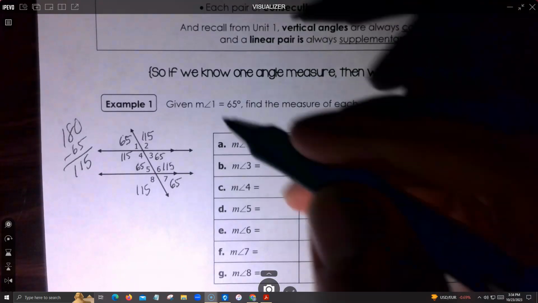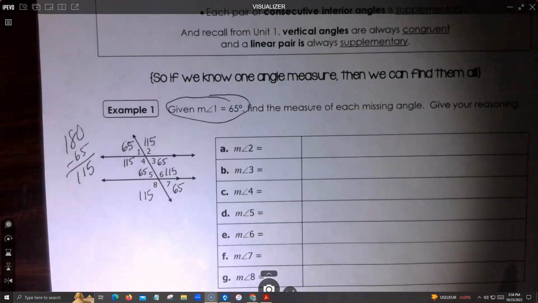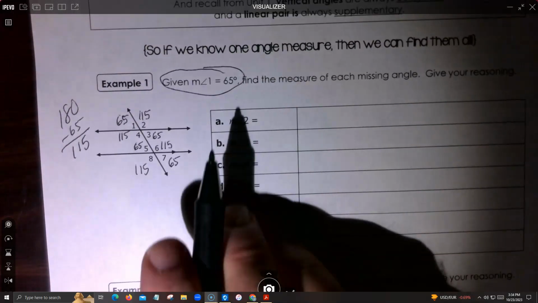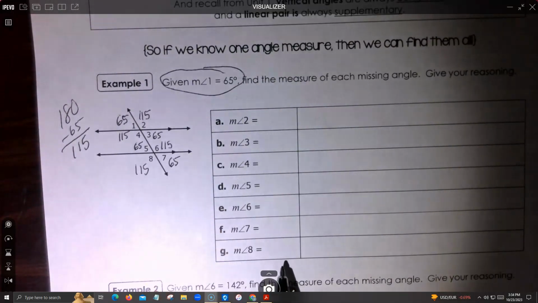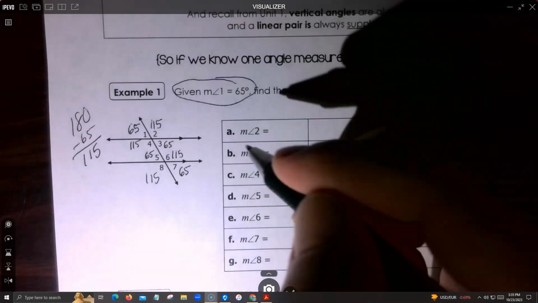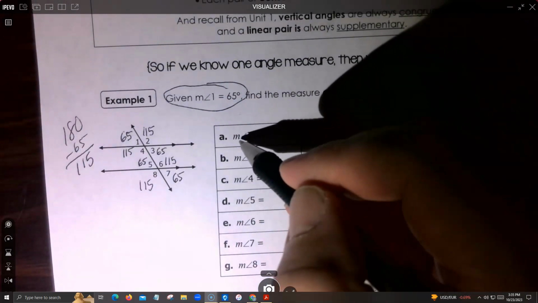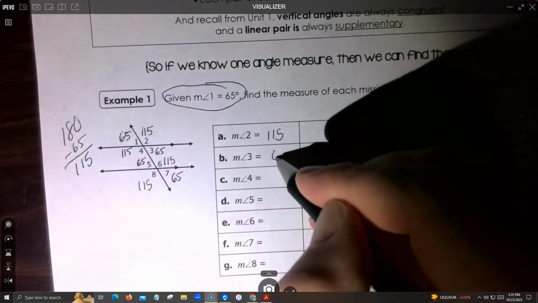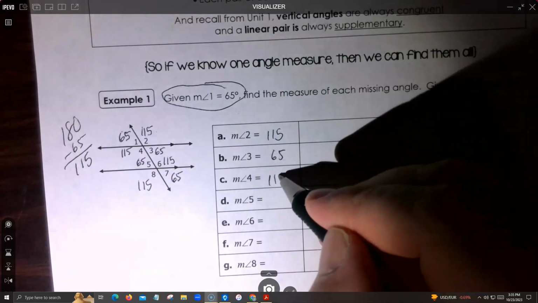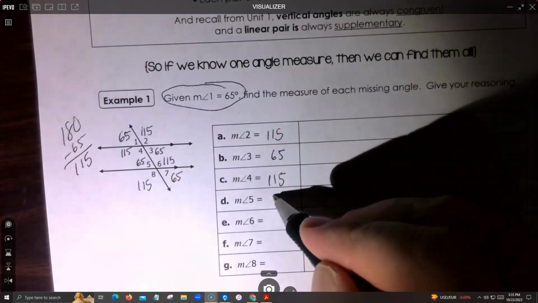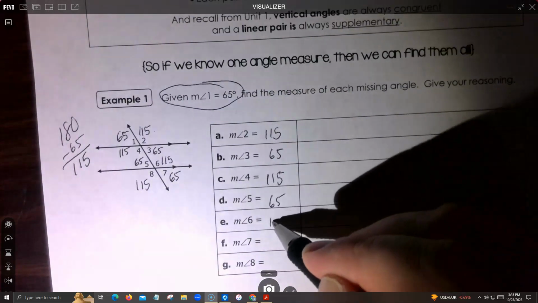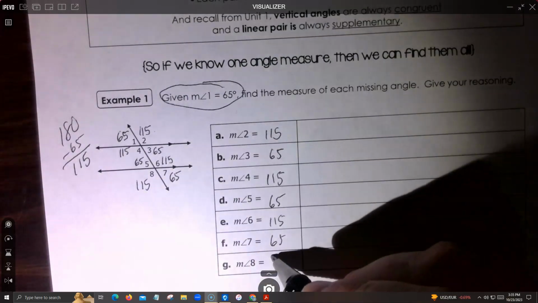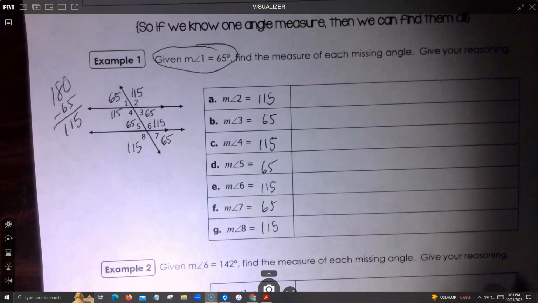Now, when we answer these questions, we already have all the answers, but the reasoning that we're putting in here is based on this: how is it related to angle 1? How is 1 related to each one of these angles? First of all, we already have all these answers in terms of measurements. Remember, little m means measure. So we can just go down here and write the answer. Angle 2 is 115. Angle 3 is 65. Angle 4 is 115. Angle 5 is 65. Angle 6 is 115. Angle 7 is 65. And angle 8 is 115. So that was easy. We got all those numbers in.